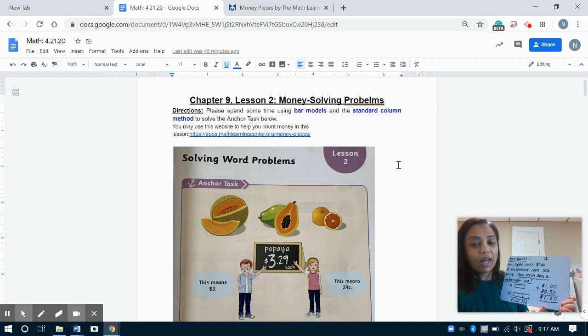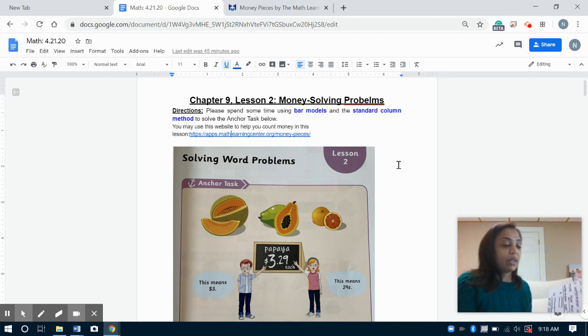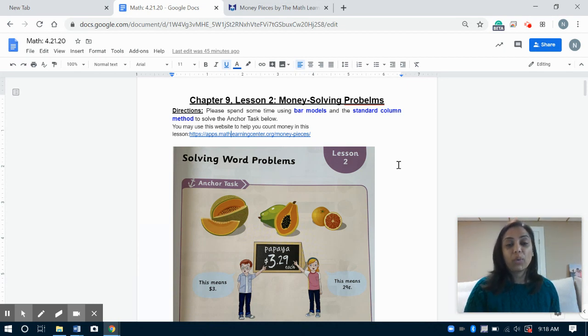Okay, standard column method, bar models. That's what we're going to be using for this lesson. Let's take a look at the anchor task. So the anchor task says solving word problems.